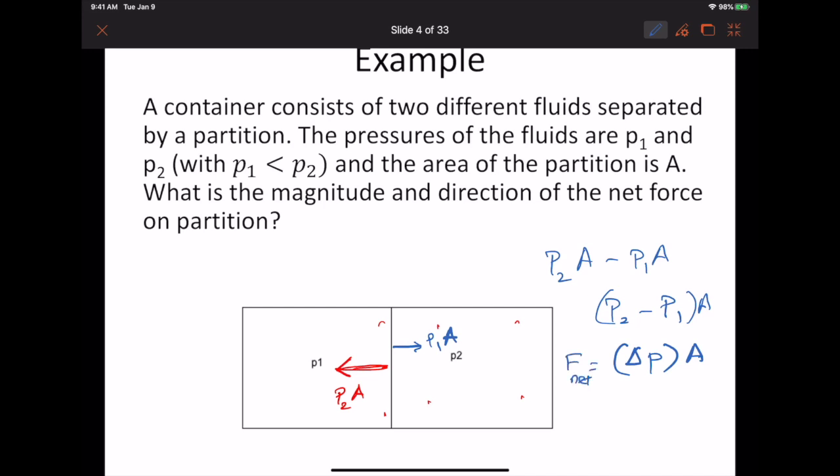So the net force is equal to the difference in pressures multiplied by the area. This formula is useful because you often have a situation like this, where you have some kind of partition and you have two different pressures on both sides, and you want to find out the net force due to the difference in pressure. And so it's just the difference in pressures multiplied by the area of the partition. Okay.